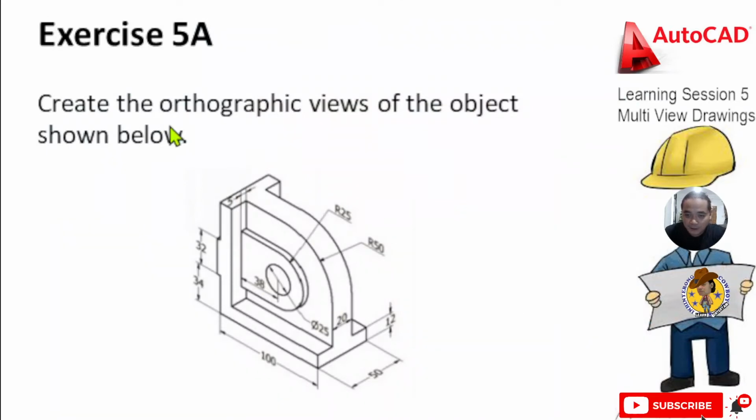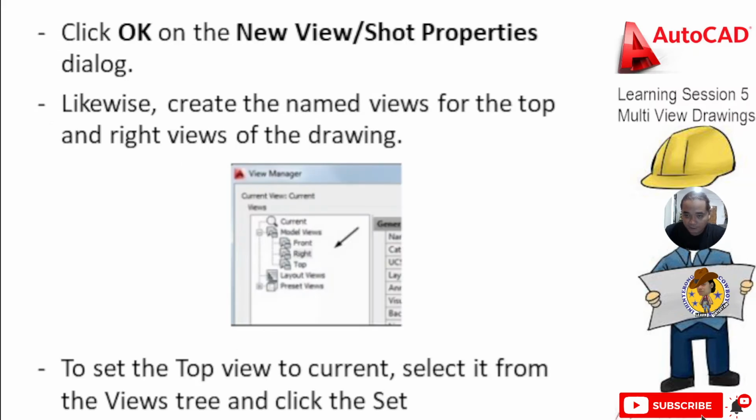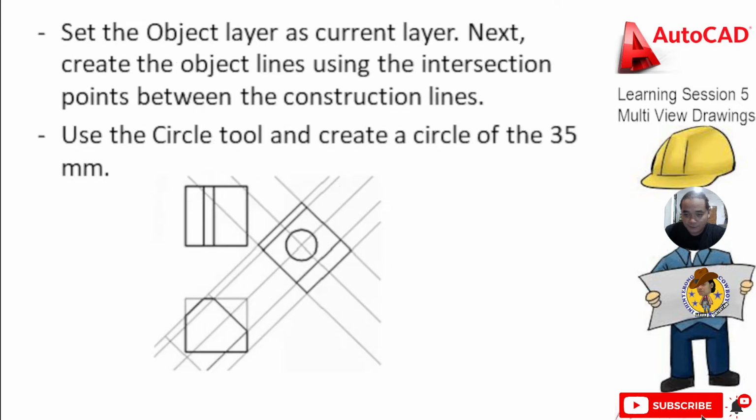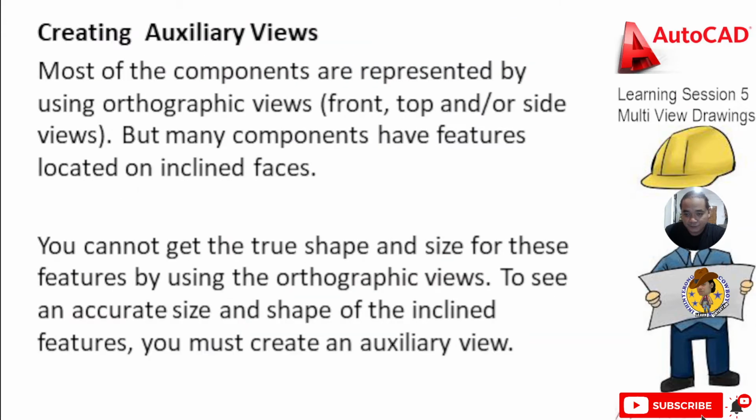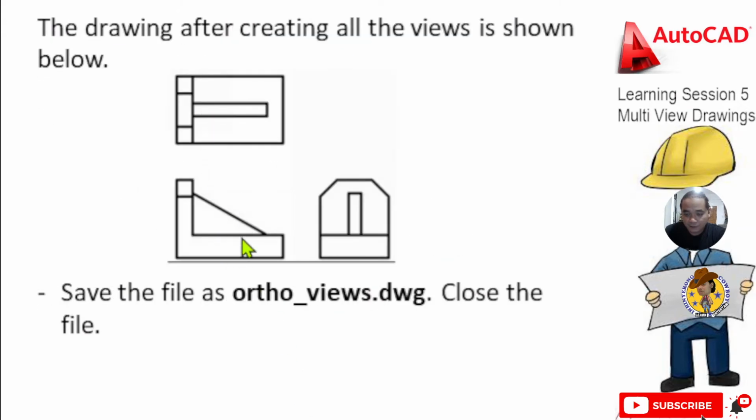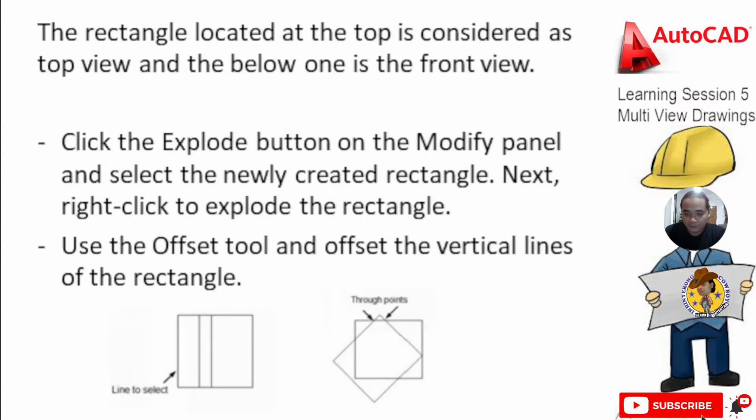So this is our exercise 5A. The instruction is to create the orthographic views of the object shown below. So from our previous discussion, orthographic views have three views: front view, top view, and side view. So let's go back to the exercises.